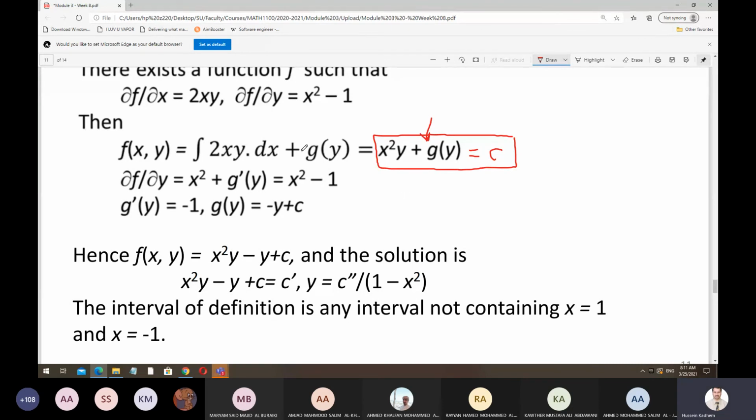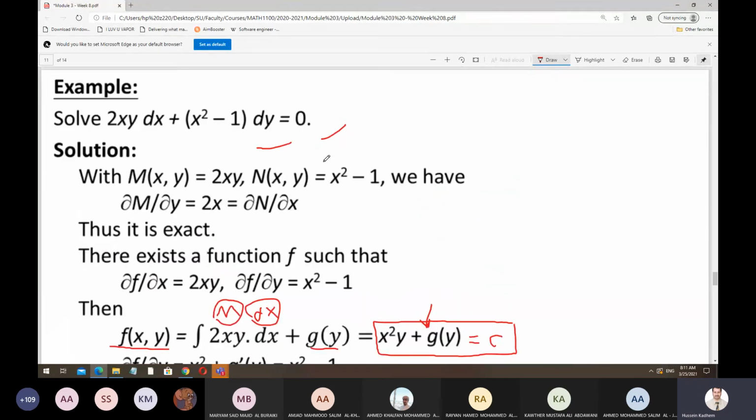Now, this is the integration of m dx. So I will differentiate the function here, partially with respect to y. I integrated with respect to x, I will differentiate with respect to y. When I differentiate x squared y, the differentiation of y is 1, so what is left is x squared. And the differentiation of g is g dash. Now here I integrated m, then I need to equate to n.